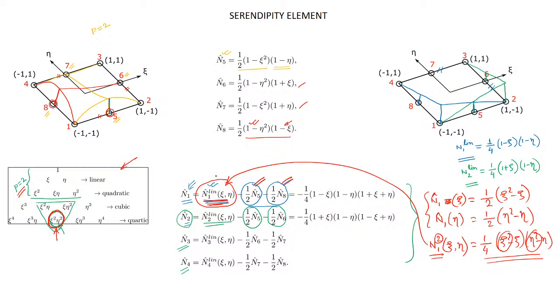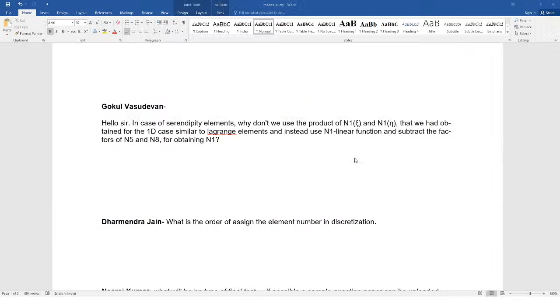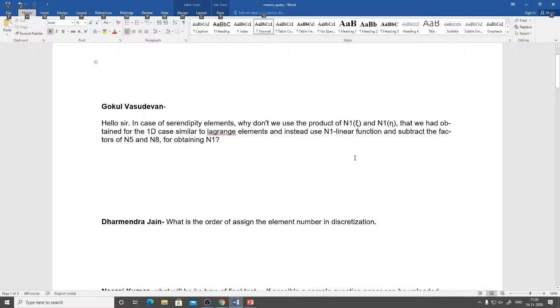Alright, but if I take the linear one, as you can see, the linear one we have only xi into eta, we don't have that quadratic term. Alright, that is how we can actually avoid this term. So that is why it has been done like that for other shape functions also. I think Gokul, I have addressed your issue. So now let us go ahead and see one more thing.